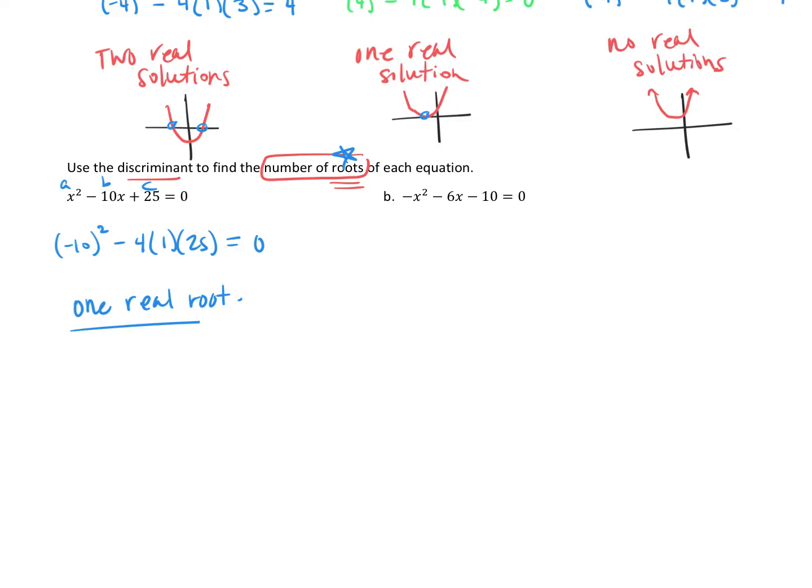All right, last problem. Identify a, b, c. To figure out the number of roots, let's use the discriminant. So b squared minus 4, now this a is a negative 1, times c, which is negative 10. We calculate that, we get a negative 4. If your discriminant is negative, that just means there are no real roots.